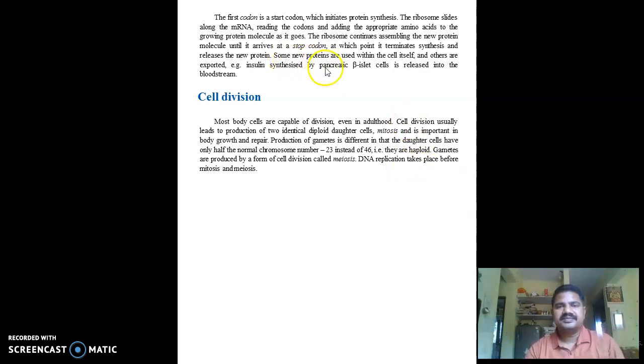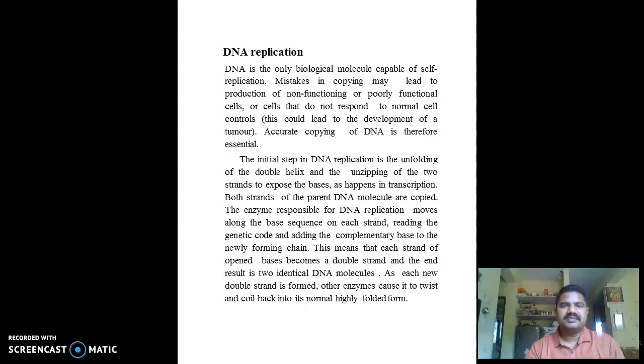For example, insulin is synthesized in pancreatic beta cells and released into the bloodstream. So the production of insulin takes place through this process involving mRNA. Then cell division. We know that there is a continuous process of cell division, so our body grows. DNA replication.